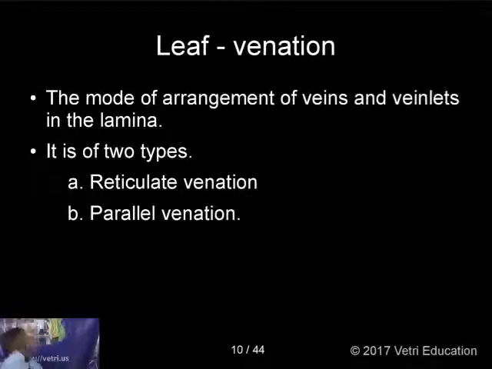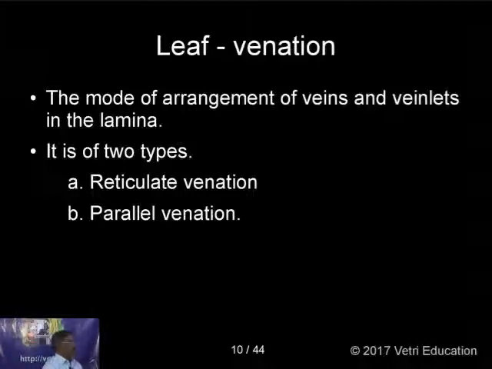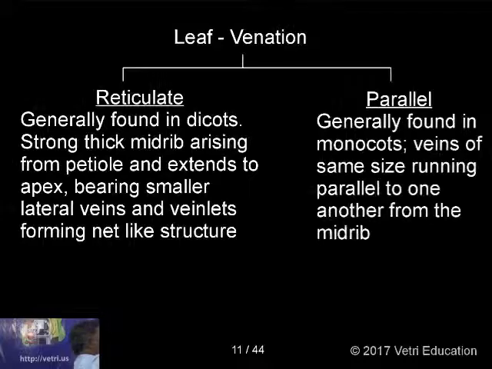Next, leaf venation. It's very important. The mode of arrangement of veins and veinlets in the lamina is called venation. It is of two types, reticulate venation and parallel venation. Reticulum means net-like structure. All the veins arranged in a net-like structure, that is called reticulate, whereas if they are arranged in parallel lines, that's called parallel venation. We will learn different types.